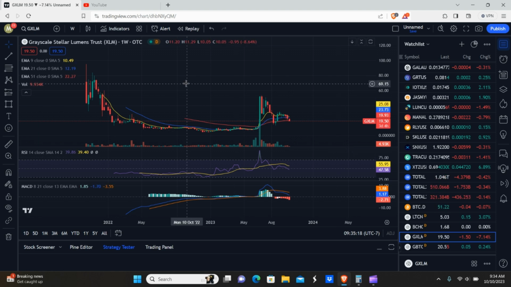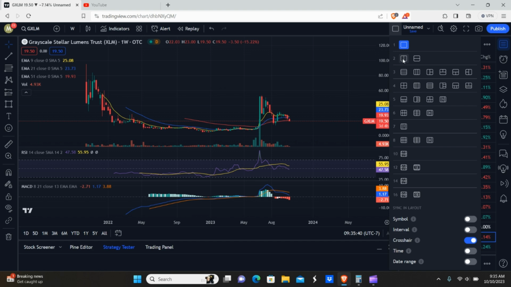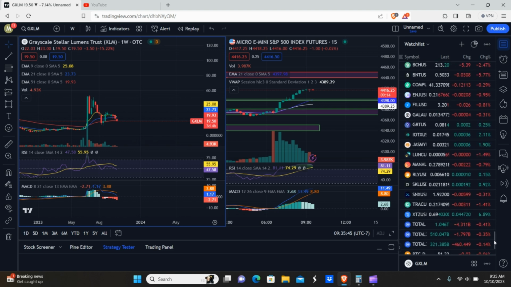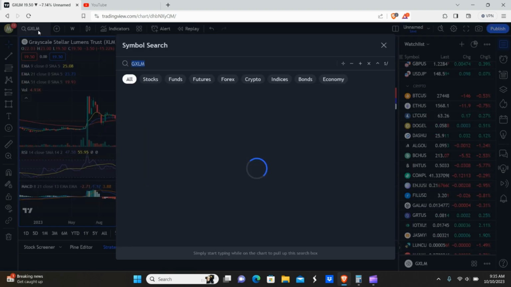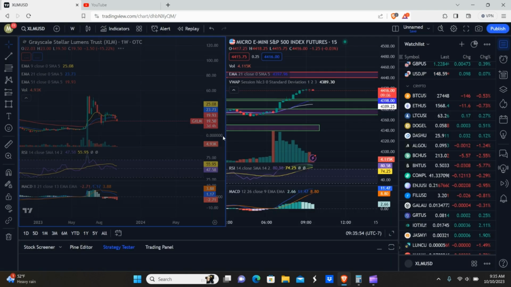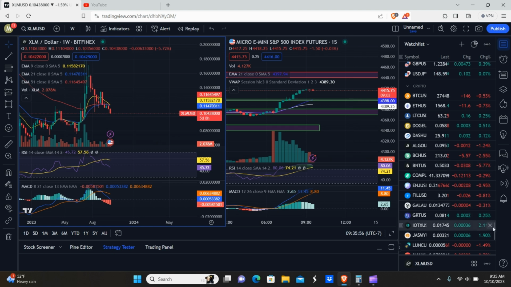So Grayscale Stellar Lumens versus the actual Stellar Lumens, which one would we buy? Well, personally, we did actually have some XLM, the actual Stellar Lumens, in the last bull run. We made out like bandits. We made roughly about a 6.5x on our money. I believe we bought it at about 10 cents and sold out around 60-ish cents. We can actually go ahead and pull that up here on the chart. I do not have XLM in the watch list here, so we're going to have to find one. We'll go with XLM US dollar. That's actually not what I wanted to do, so give me a second here.